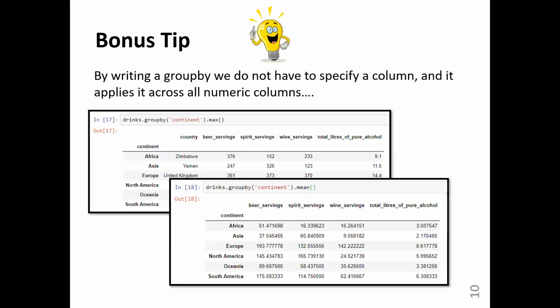Look at this one. What if you don't mention the name of a column? In that case, it is going to calculate, for instance, the max, whatever it is, for all numerical columns. If you do not specify any specific column, it applies to all numerical columns. Please write it that way.